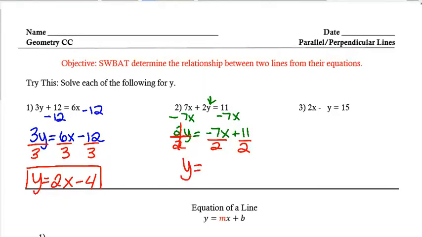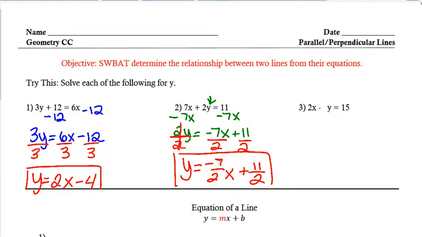Negative 7 divided by 2 is a decimal. I'm going to look, can I simplify this fraction? No, so I'm just going to leave it. Same thing with 11 halves. I can't simplify it, so I'm just going to leave it. I always leave my answers here as fractions. I do not like to see decimals.